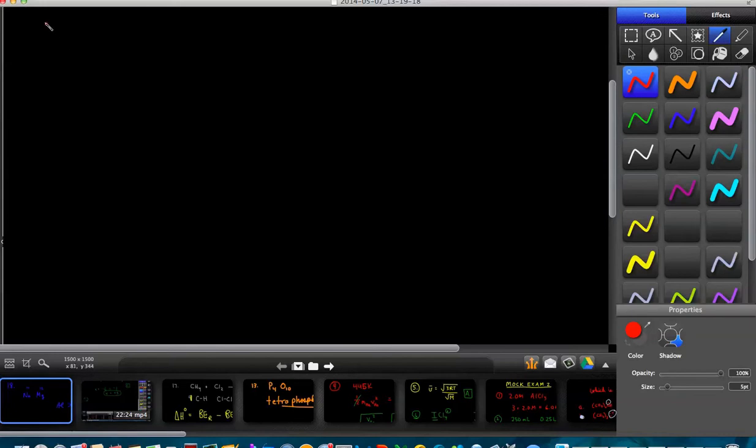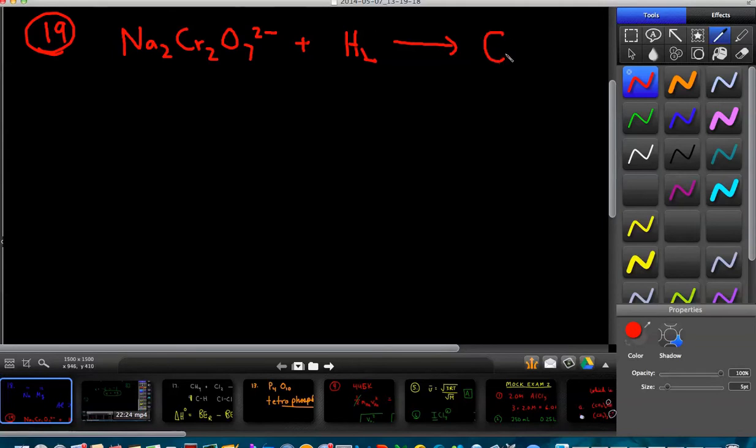Number 19. We are given a skeleton redox reaction and asked to identify the oxidizing agent and the reducing agent, respectively. So first thing I have to say is that they both must be chemical reactants, and so anything that has a product is going to be wrong. So you can quickly eliminate C and D.